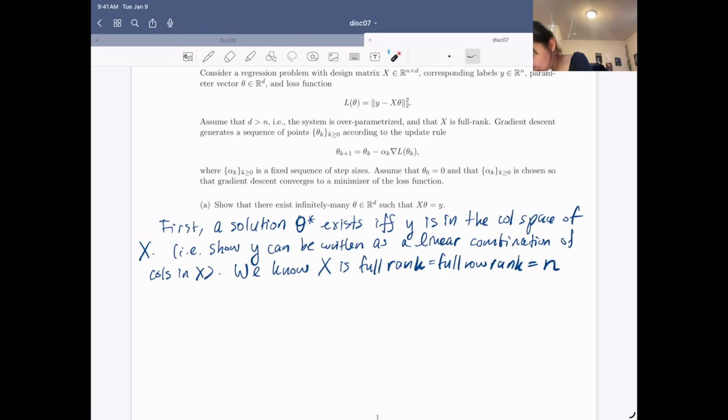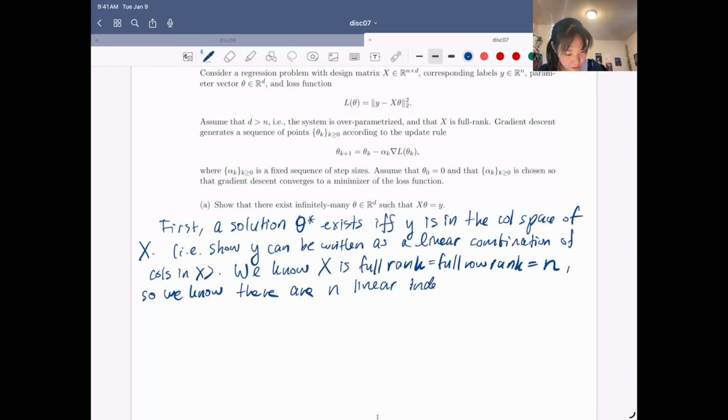And so all of this was to say that we know there are n linearly independent columns.